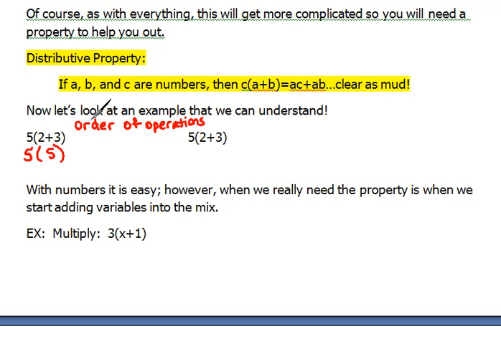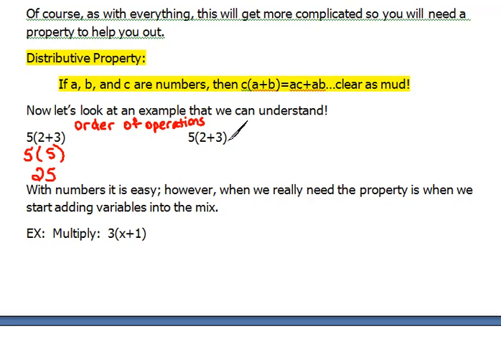So let's look at this example. Now remember, we're going to look at this using order of operations. Order of operations says we have to do what's inside the parentheses first. So 2 plus 3 would be 5. Now we still have to multiply that by the 5 on the outside, but 5 times 5 is 25.